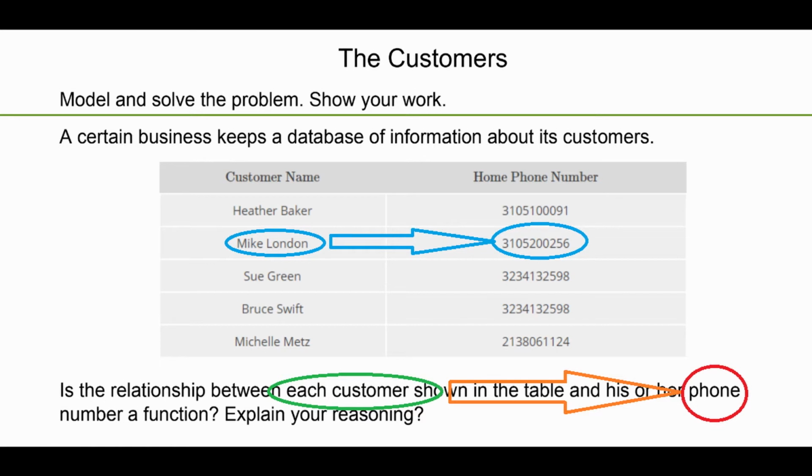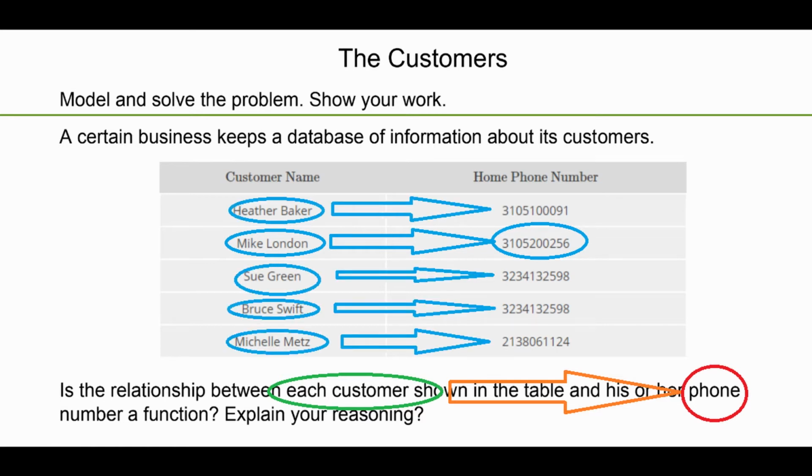Mike London, only one phone number. Sue Green, one phone number. Bruce Swift, one phone number. Michelle Metz, one phone number. So because each person has a phone number connected to their name, that is a function. Even though Sue and Bruce have the same phone number, it's still a function because if I want to call Sue Green, I know what number to call. Each person has to have one phone number that goes with them. So that first way, saying each customer to each phone number, that is a function.